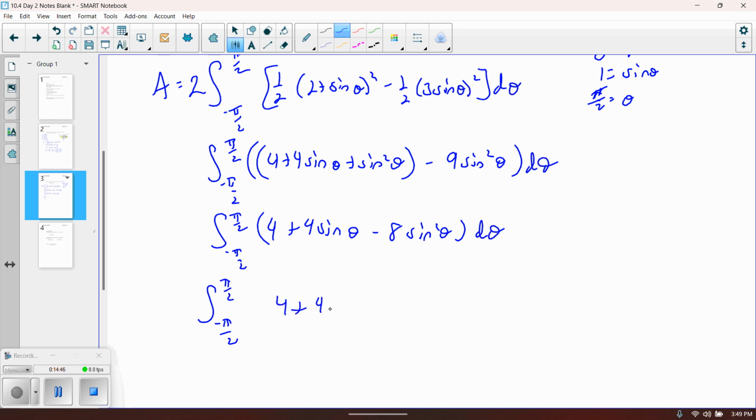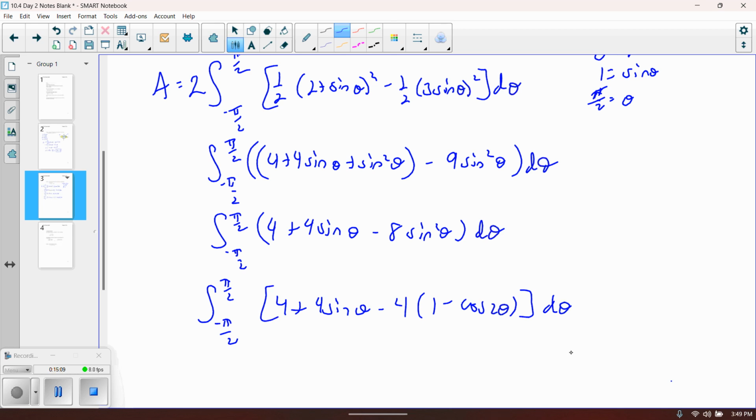4 plus 4 sine theta. All right, so the reduction formula for sine squared is 1/2. So that 1/2 times the 8 is just going to give me a 4. And then we're going to have 1 minus cosine of 2 theta d theta.